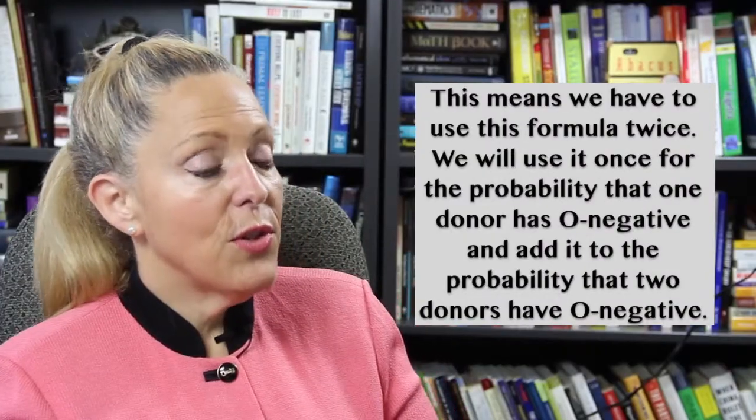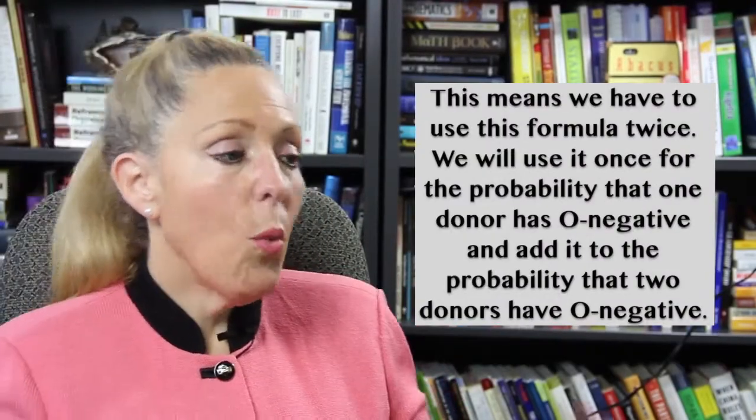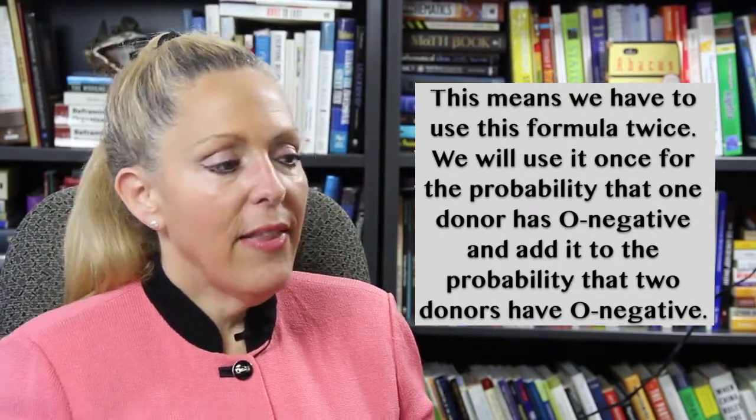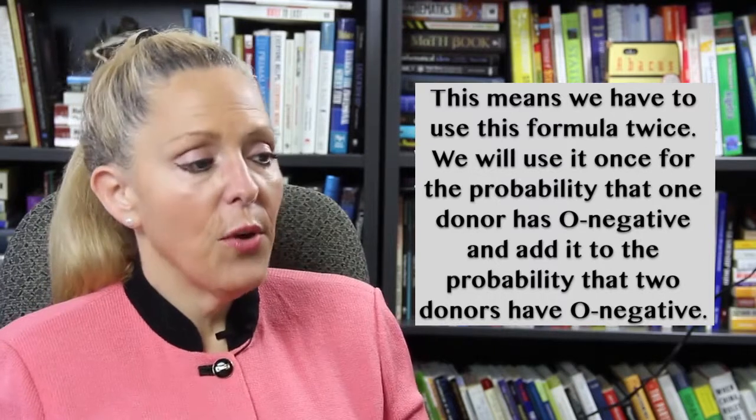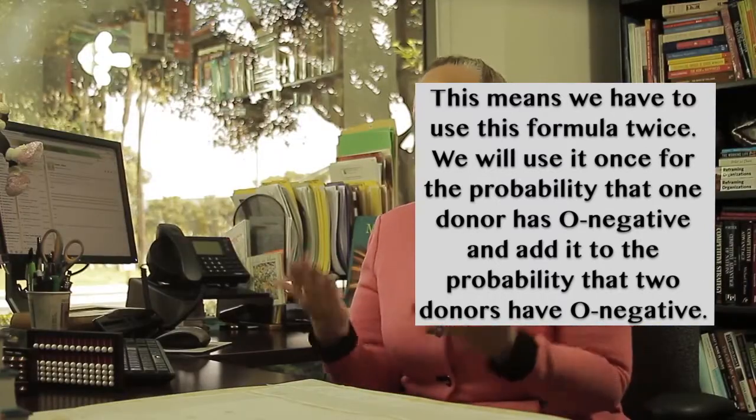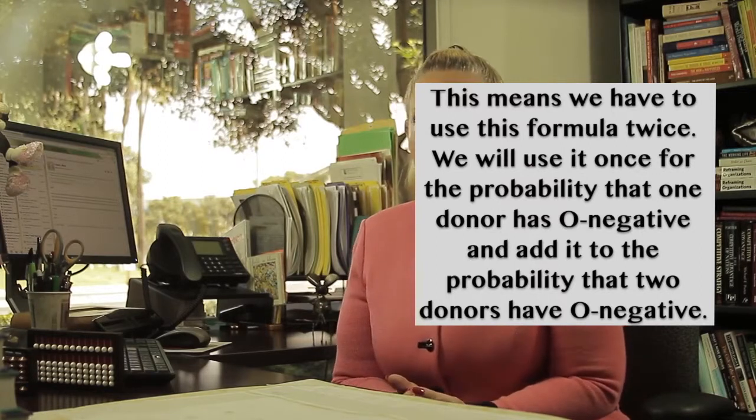Let's see what the probability is that either 1 or 2 donors have O-negative blood. This means we have to use the formula twice. We use it once for the probability that only one donor has O-negative blood, and then add it to the probability that 2 donors have O-negative blood. When you compute this, there's a 48.8% chance that either 1 or 2 donors have O-negative blood.